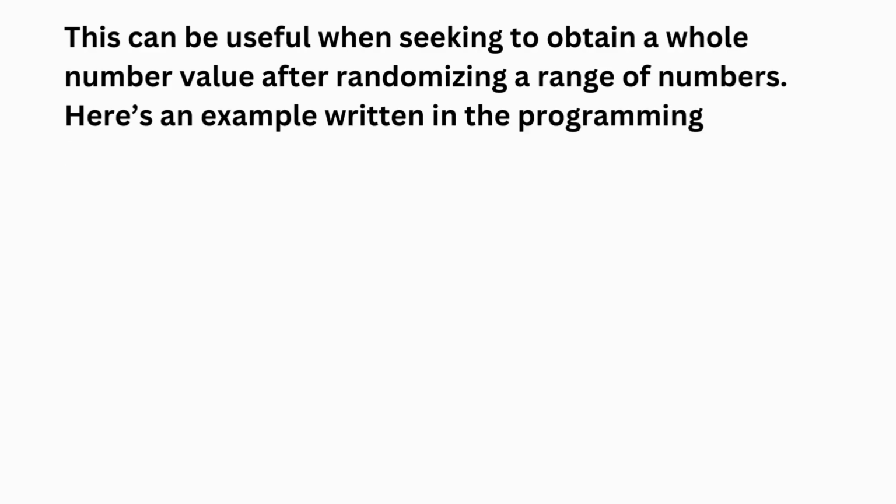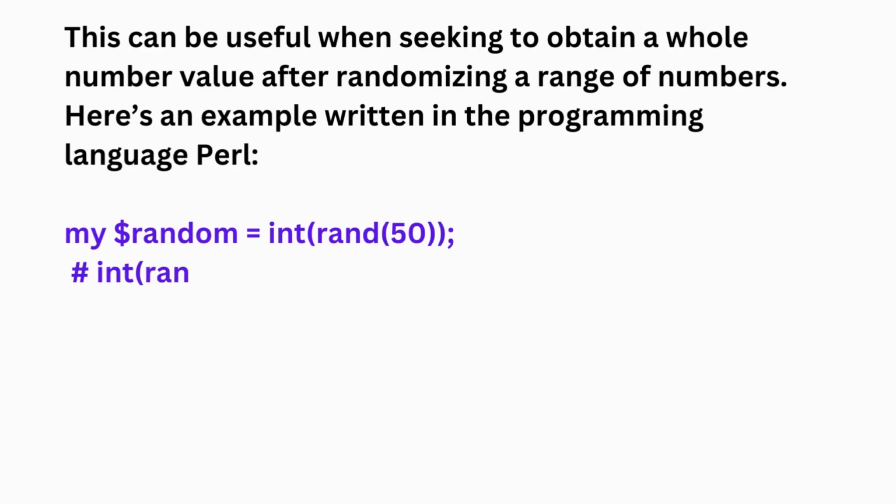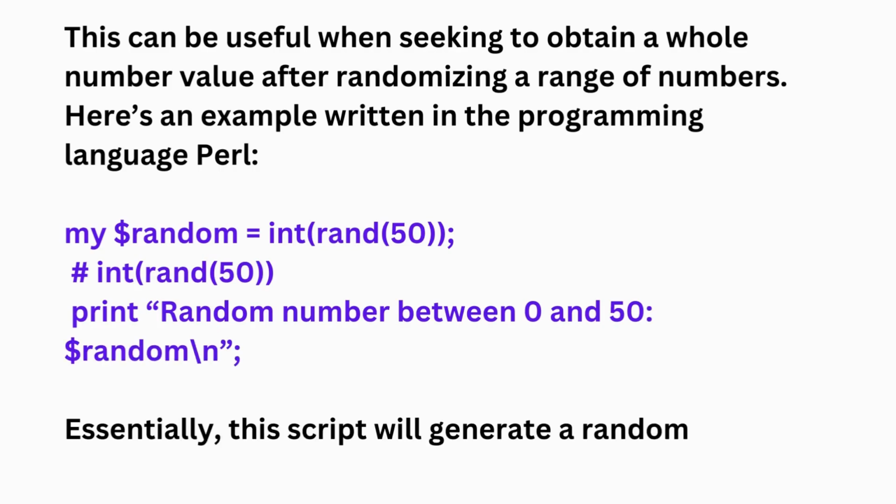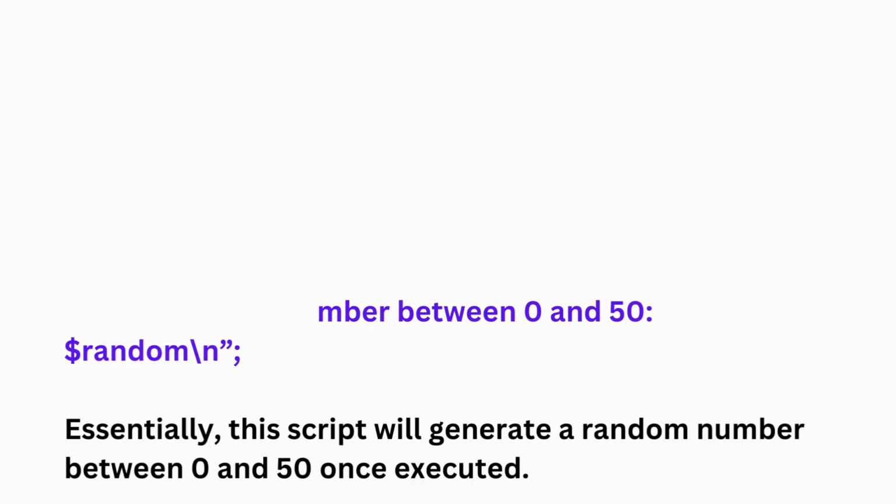Here is an example written in the programming language Perl. My $random is equal to int, rand, 50. Hash int, rand, 50. Print, random number between 0 and 50, $random \n. Essentially, this script will generate a random number between 0 and 50 once executed.